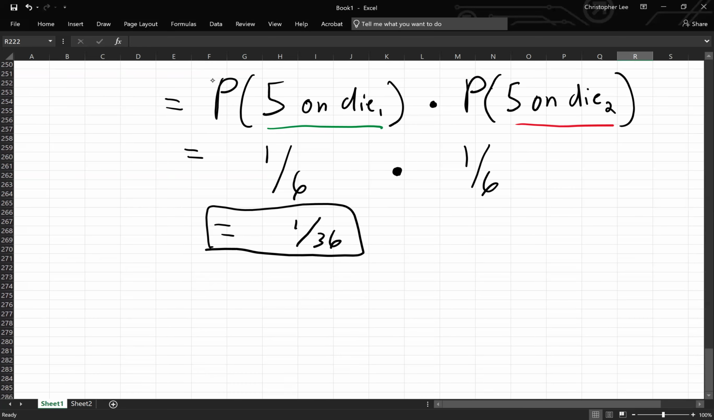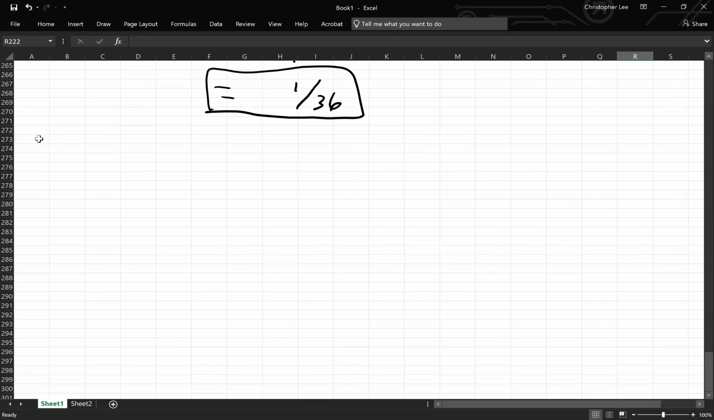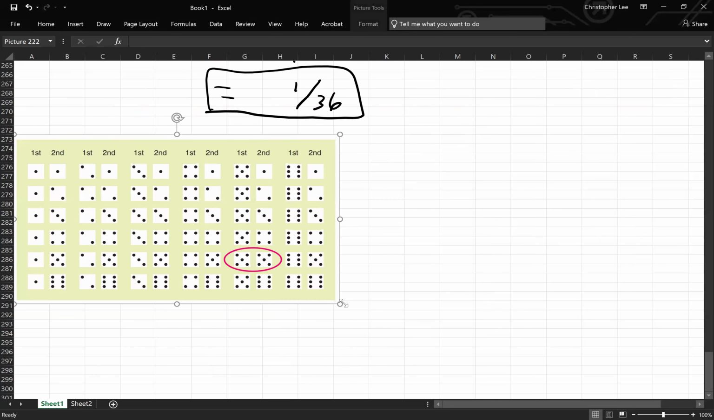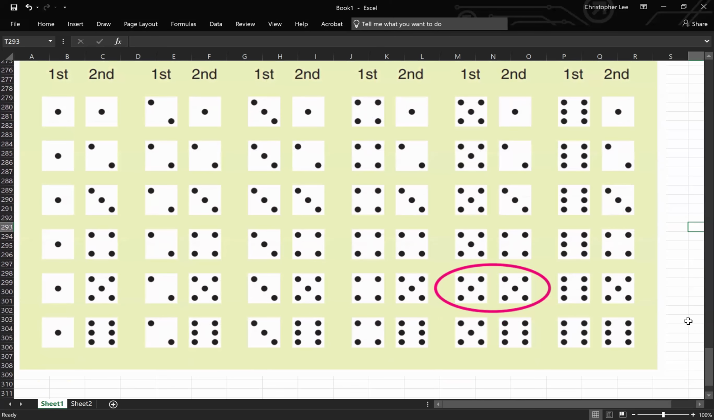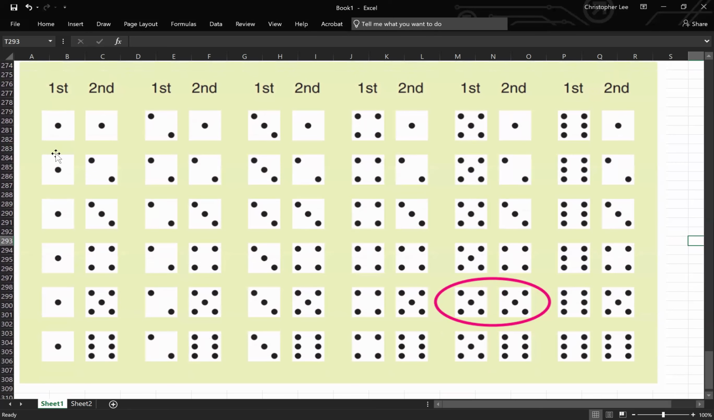Let's look at the sample space. This is the sample space right here. The first die is in the first column and the second die in the second column. These are all of the possibilities that could happen when you roll two dice. These are the 36 possibilities, and we're looking for only one of them: 5 and 5. So that's one out of 36. It kind of makes sense.